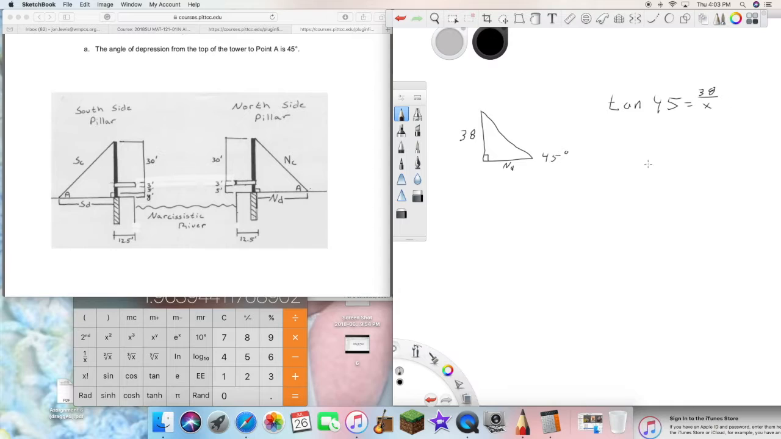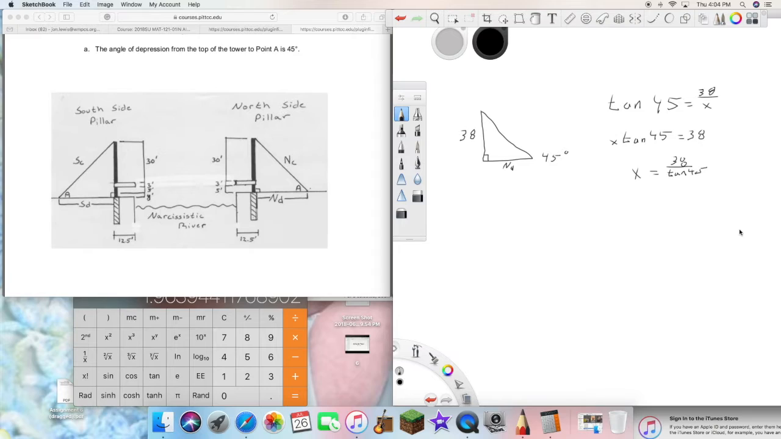So we're actually going to be multiplying by x, and when we do, we get x times tan of 45 equals 38, but we still need to get x by itself. So now we're going to divide by tan of 45, and we ultimately get that x is equal to 38 divided by tan of 45. Now that we know that, it's just a matter of plugging it into your calculator. I'm not going to do that with you. I'm going to let you do that on your own.